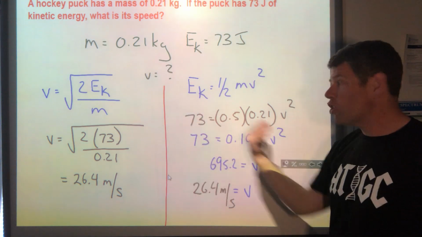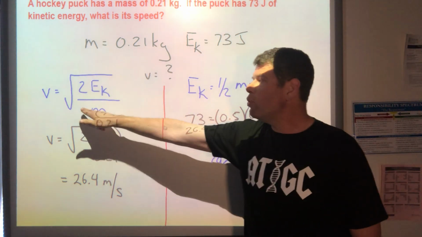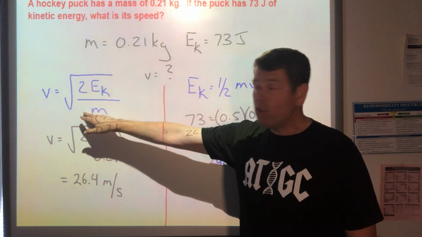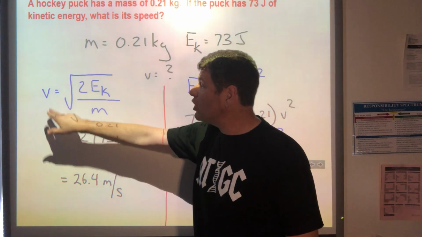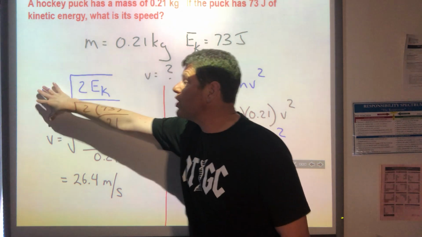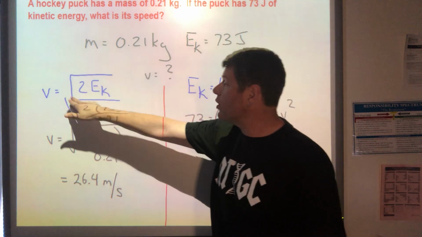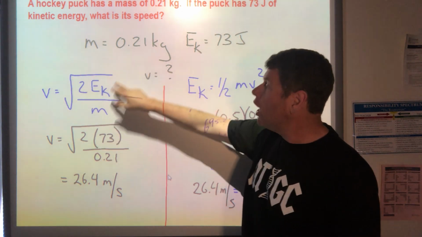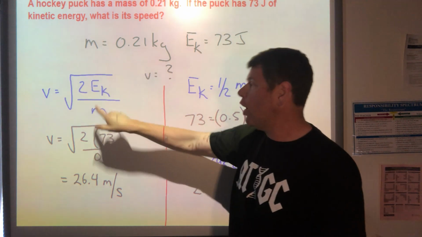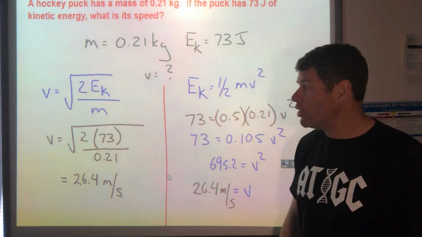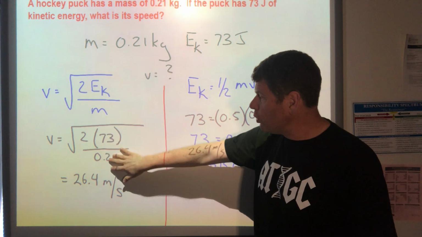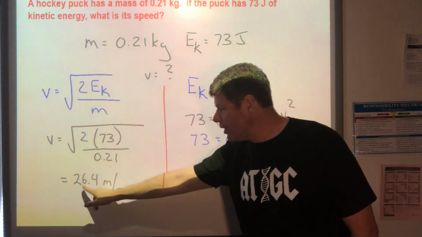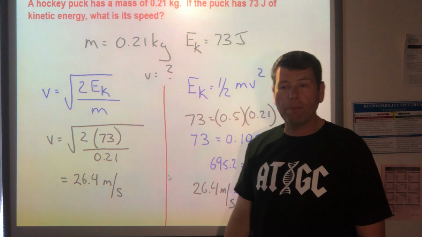Again, split screen. If you rearrange the formula to solve for v, notice that since v was squared, we actually have to square root both sides to solve for v. So that's why we have this square root of 2Ek over m to rearrange the formula. And again, if we substitute what we need to and we solve, we're going to get 26.4 meters per second.